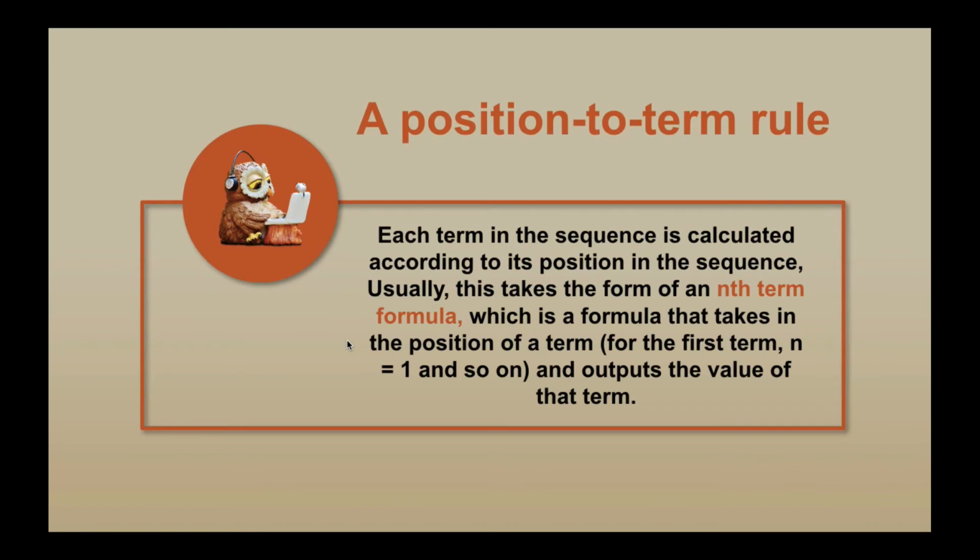The second is a position-to-term rule. Each term in the sequence is calculated according to its position in the sequence. Usually this takes the form of an nth term formula, which is a formula that takes in the position of a term, or for the first term, n equals 1 and so on, and outputs the value of that term.